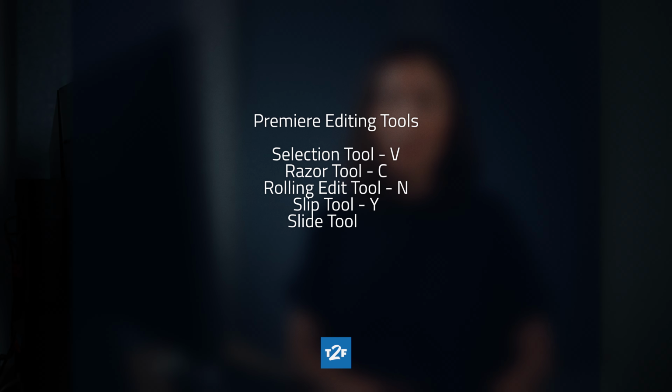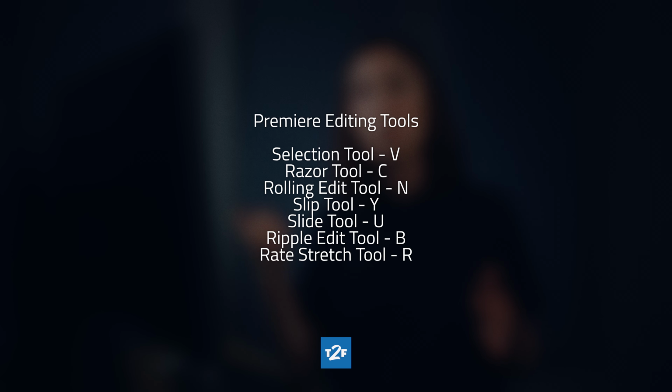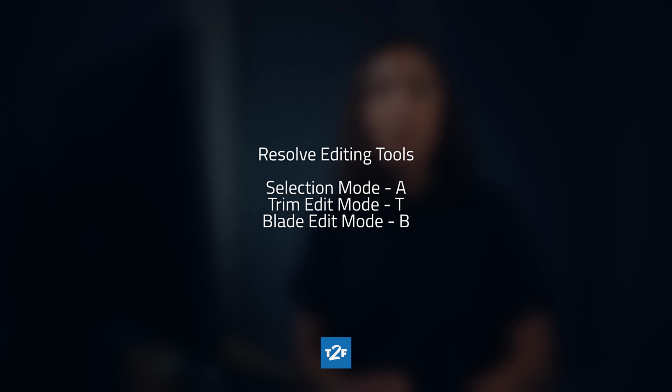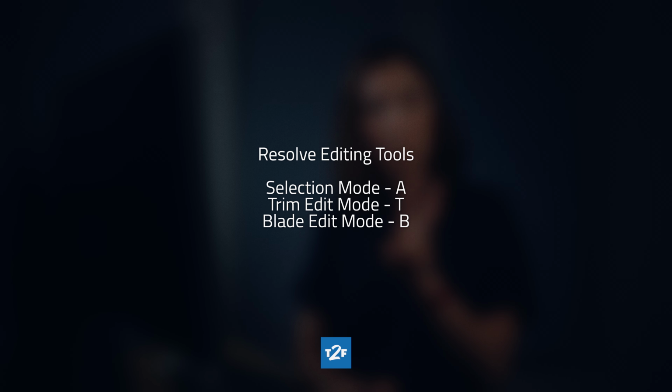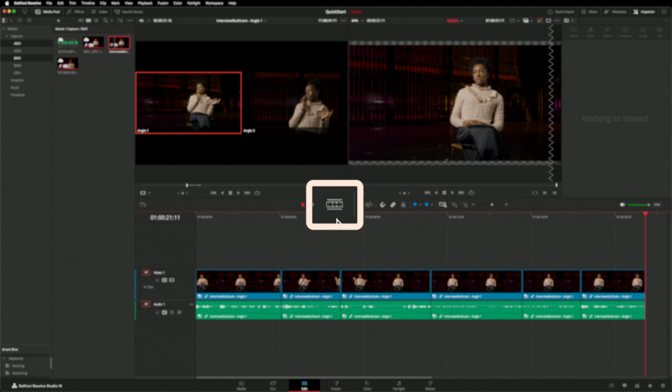Now, let's go over the main editing tools in Resolve. You're going to love how simple they are. Premiere has 7 different editing tools. Select, cut, roll, flip, slide, ripple, rate stretch. It's a lot. Final Cut has 5. Resolve simplifies all these tools into just 3. Selection mode, trim edit mode, and blade edit mode. Blade edit mode is for chopping clips up.